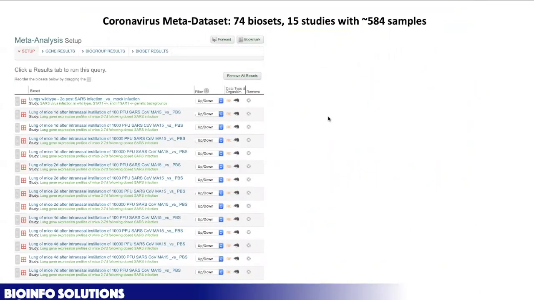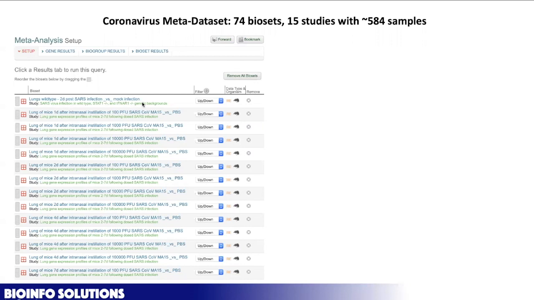I went through those 34 data sets, and what I came out with was 74 biosets. When I say biosets, what I'm really indicating is that this is a comparison. So these are 74 different comparisons. In this particular one, if you look at the top here, I know it's kind of hard to see, it says lungs wild type, 2-day post SARS infection versus mock infection. So we collected these from all these 15 studies. We collected different comparisons looking at a wild type mouse infected with SARS at some day post infection versus mice that were treated with PBS or just mock infection, so the control animals.